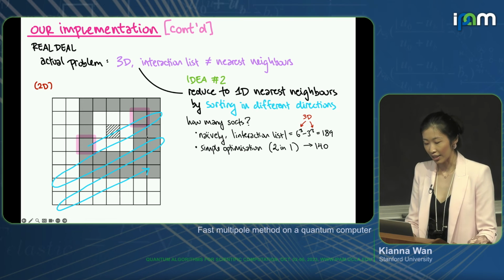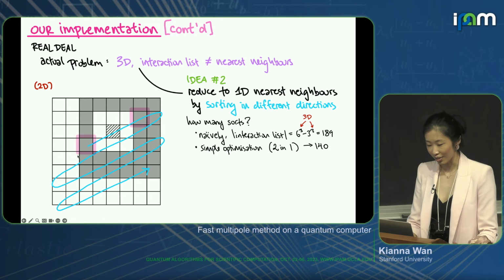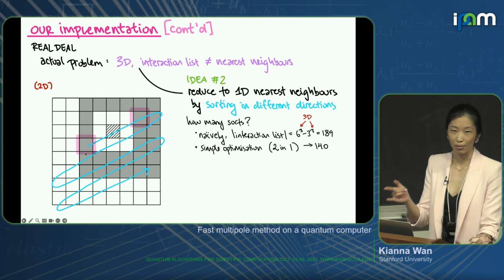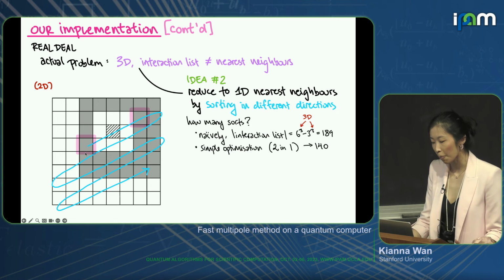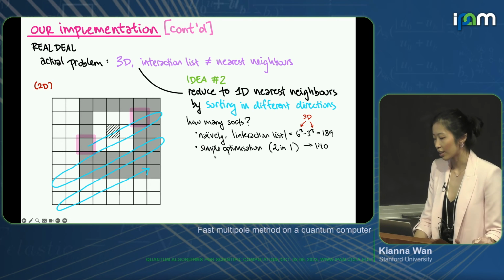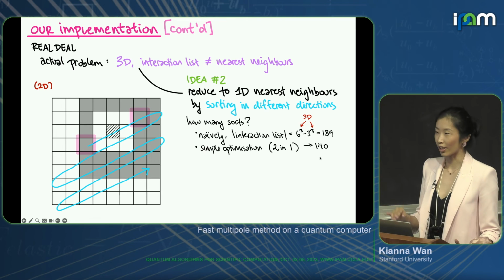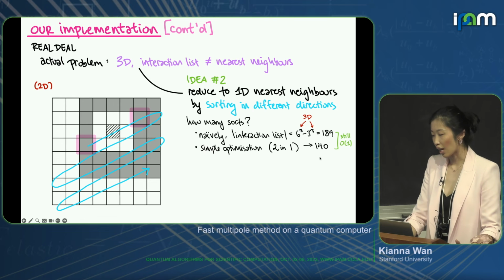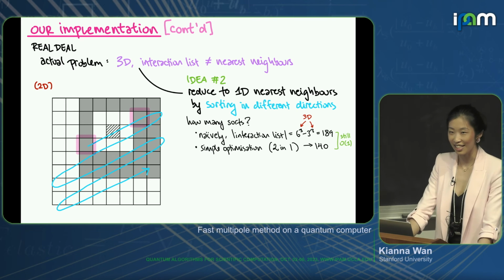A simple optimization is to notice that when you sort along this direction, you can get both this box as well as that box. These just correspond to the left and right nearest neighbors in our 1D picture. You can pair up all the boxes, so this reduces the number of sorts to 140 instead of half of 189. And I'm almost done, so I'll take questions at the end.